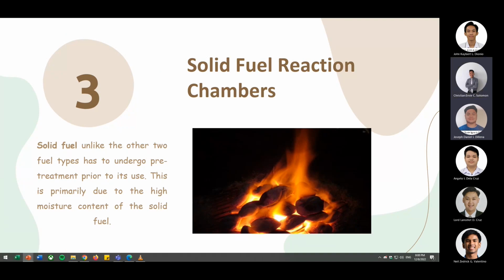And for the third part of our presentation, we have solid fuel reaction chambers. Solid fuel, unlike the other two fuel types, has to undergo pretreatment prior to its use. This is primarily due to the high moisture content of the solid fuel.